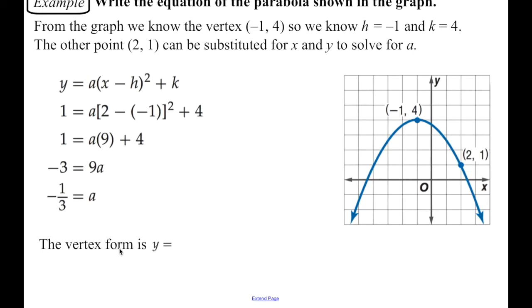So we have the vertex is (-1, 4). To write this in vertex form now, we know what a is, so we're going to have y equals negative 1/3, and then (x + 1) squared plus 4. So in this form, just substituting in for h and k and leaving our x and our y in there, and now that we know that a is in there, we can plug that in as well.